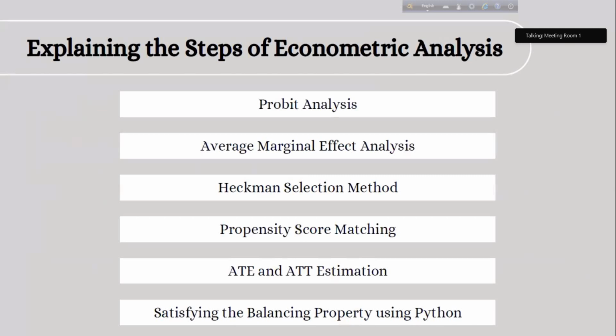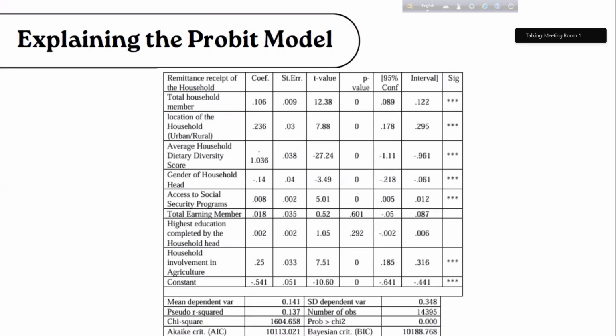So the steps of econometric analysis. We first did a probit analysis and then an average marginal effect analysis to check how the predictor variables impact the probability of the household receiving remittance. And then we did the Heckman selection model to address the selection bias, and then the propensity score matching, which was our main methodology. From the propensity score matching, we did the ATE and ATT estimation, and we had some imbalance in the propensity scores. So to satisfy the balancing property, we have also employed Python. I'll be getting into the detail here.